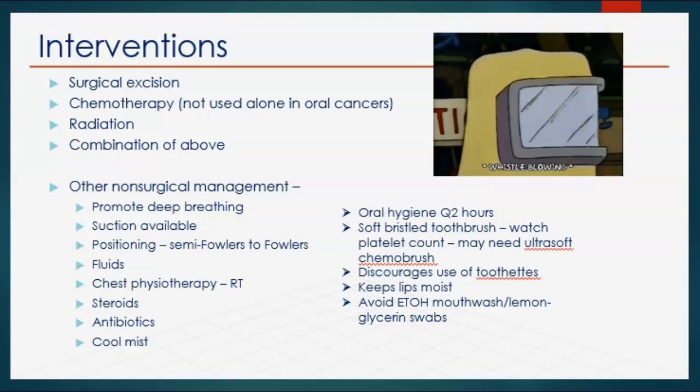Oral hygiene every 2 hours. Soft bristle toothbrush. You always want to watch the platelet count. And why do you want to watch their platelet count? Because if they have a lack of platelets, they're prone to bleeding. Keep their lips moist and avoid, again, alcohol mouthwash. And don't use those lemon glycerin swabs. I don't even know if they have them anymore. I think maybe I've seen them recently in one of the hospitals, but they're just swab sticks for the mouth. But I think they might not use those as much anymore.